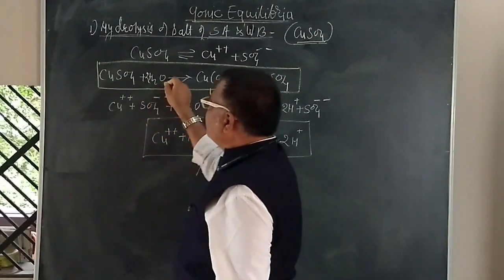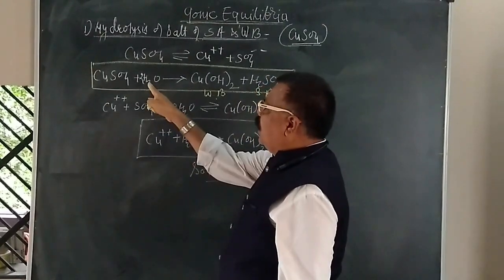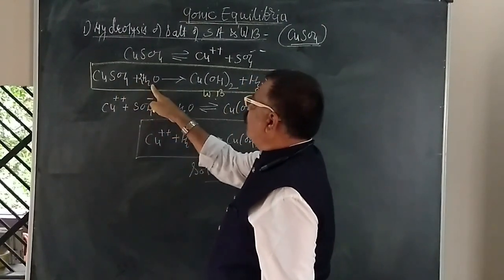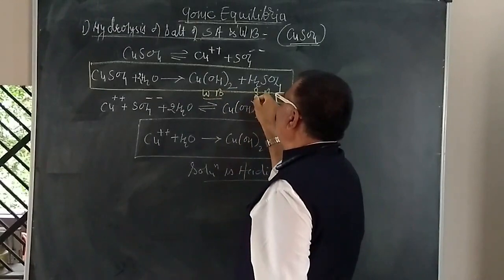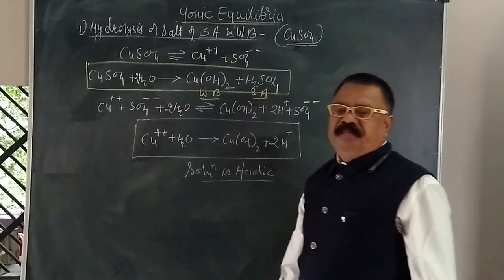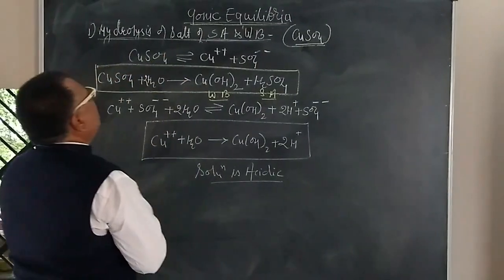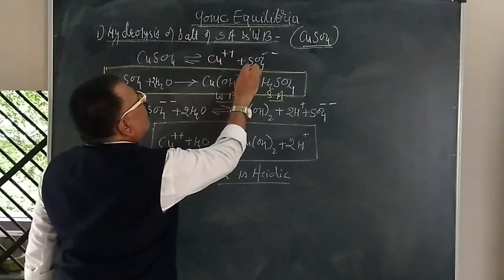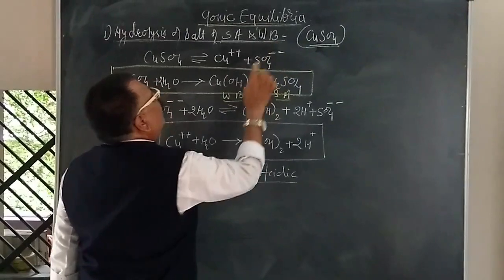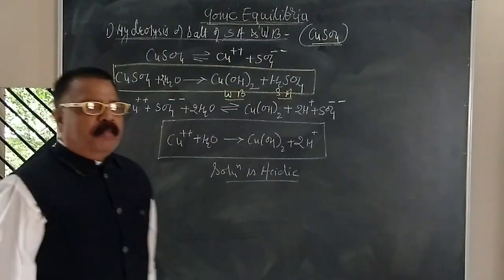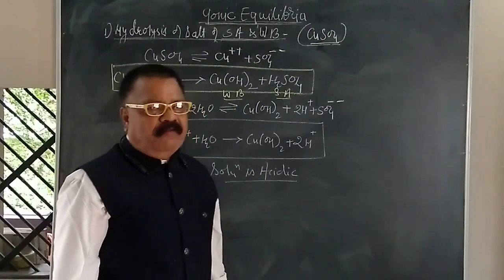If its hydrolysis is carried out, then after the hydrolysis of this copper salt, what we must get here is the weak base as well as the strong acid. If copper sulfate dissociates, it gives the copper ion plus sulfate ion. So we are getting the formation of the copper ion and the formation of the sulfate ions.